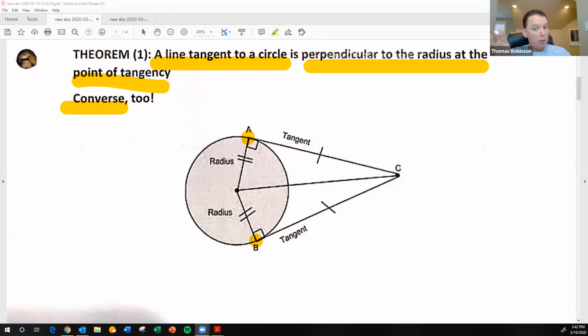If a line we know is perpendicular to the radius, then the line is a tangent line. And I'll show you some examples here in just a second where we can test to see if a line that appears to be tangent truly is tangent. Okay, so we're actually adding two theorems here. We have the basic theorem and then its converse.